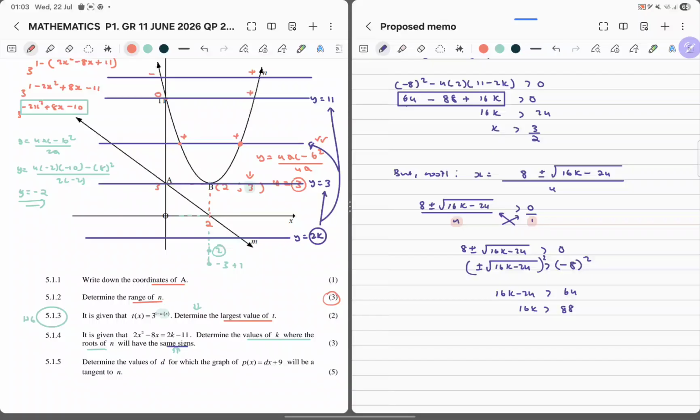It's actually lying. Anyway, let's see. We're going to get k is greater than 88 divided by 16. It's 11 over 2. But do you see, my inequality is betraying me here now. My inequality is betraying me. But anyway, who said it has to be greater than 0? Because this thing said just the same sign. I think this is where the problem is.